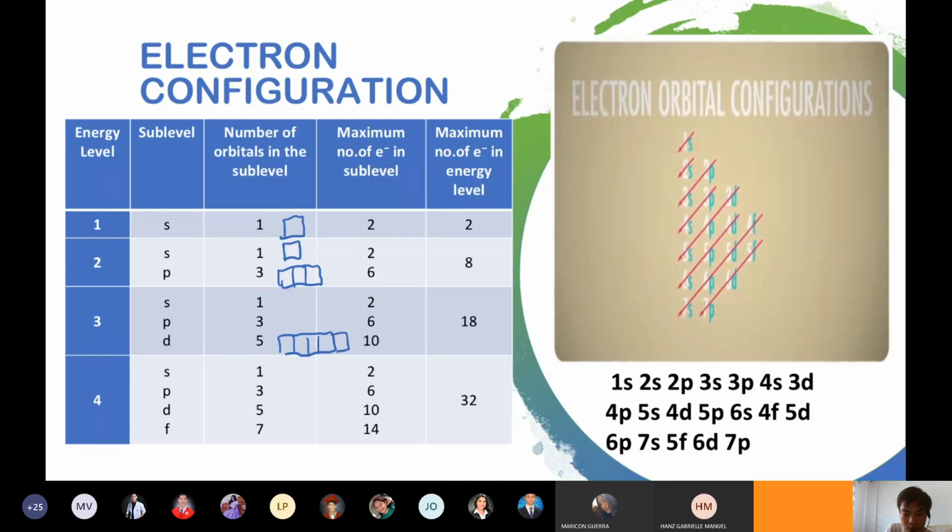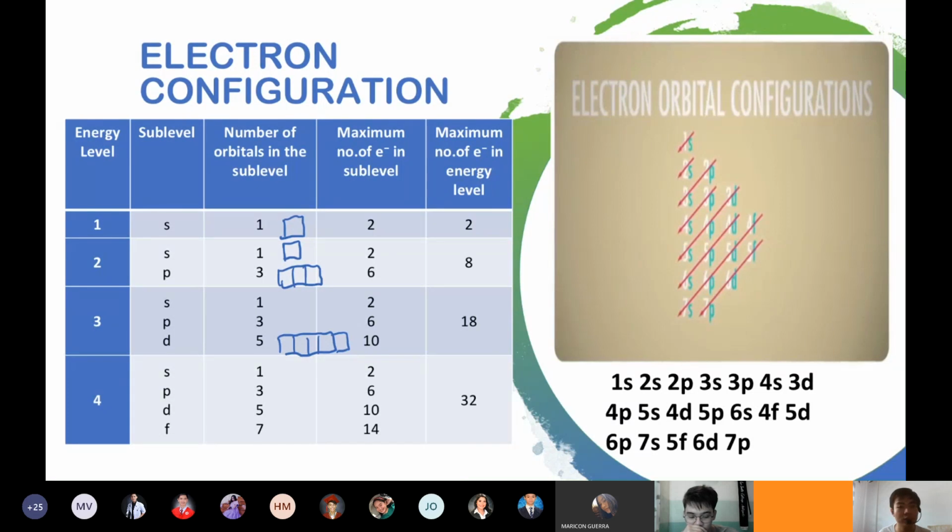Isipin nyo na lang yung shapes as boxes. No? Or vice versa. Okay. So the d orbital can create 5 shapes, no? Kaya nga sabi ko sa inyo, don't memorize the shapes, no? Memorize mo na lang yung mga medyo important, yung mga boxes, no? Okay. And then for the f orbital, it is capable of forming 7 shapes, no?